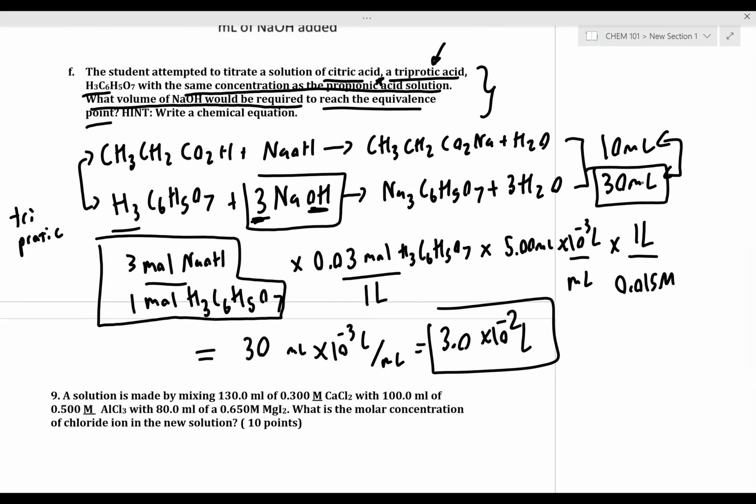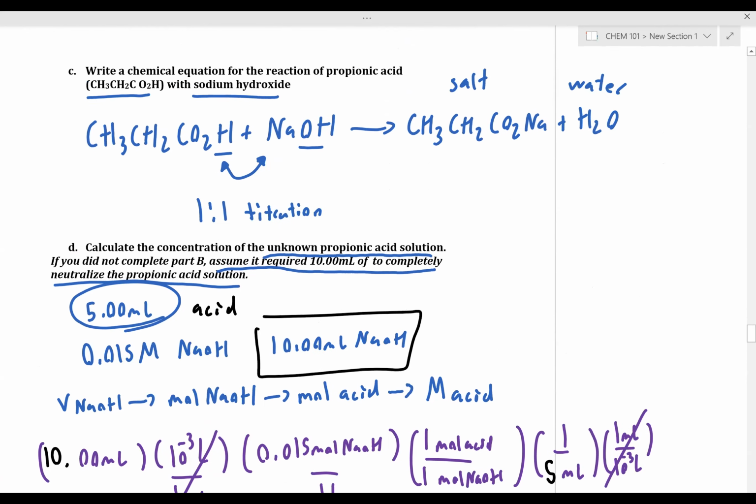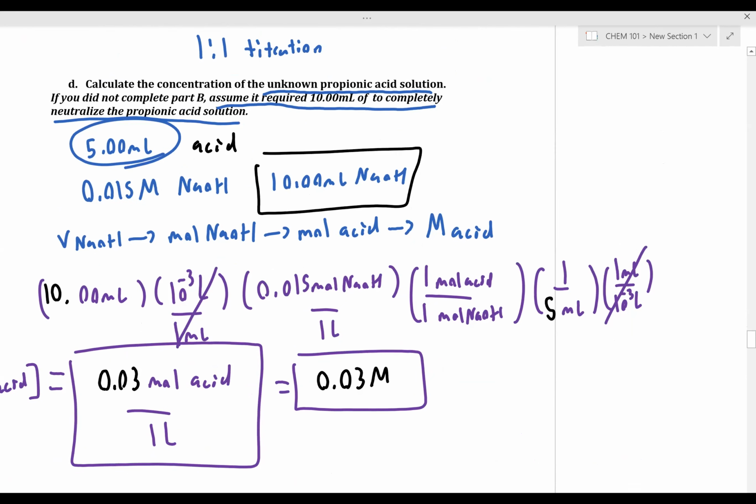Okay. Any questions on this example? Yes. Can we go back to part B? Yes, yes. So let's go through it from the start. So we know that it's a 1-to-1 mole ratio. We know that we start with 5 mils of acid and 10 mils of sodium hydroxide is required to neutralize that acid. So we're going from the volume of NaOH, which is 10 mils, to the moles of NaOH using the molarity. We then go to the moles of acid using our stoichiometric ratio. And finally, we go to the molarity of acid by taking our moles of acid and dividing it by the volume. Does that make sense?